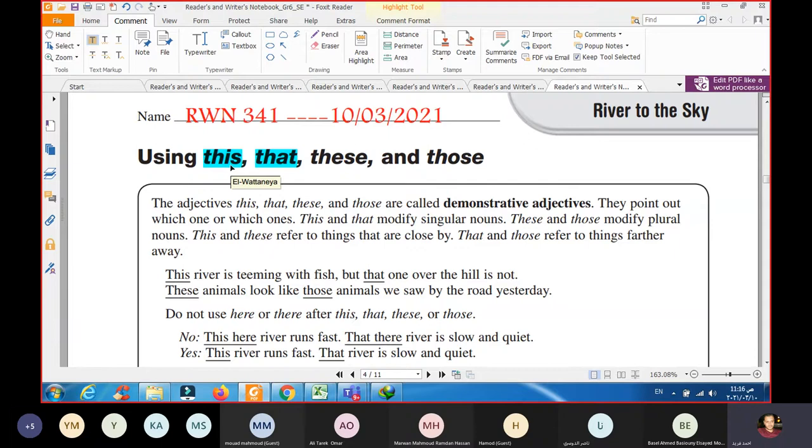These and those are for plural nouns. These four stuffs or things or people who are near to me, very near to me. Those four things, stuffs, people who are very far from me. I think it's very, very easy.